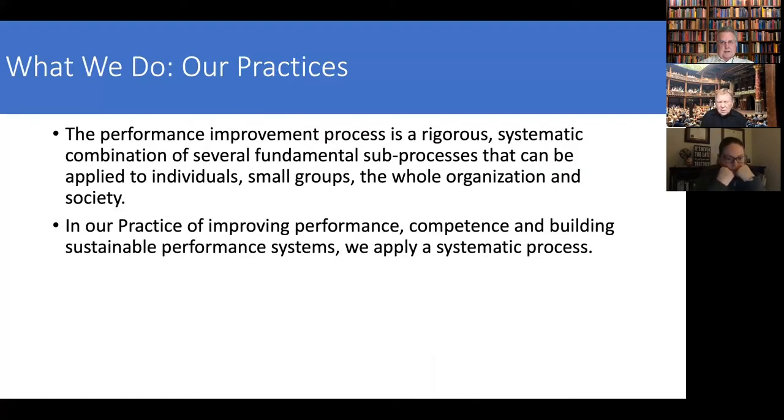So what do we do? Our practices, we have performance improvement processes that are systematic in nature. They look at systems, they look at subsystems or subprocesses, and they practice to improve the competencies or the business, sustainable as we go forward. We apply these approaches in a systematic framework.